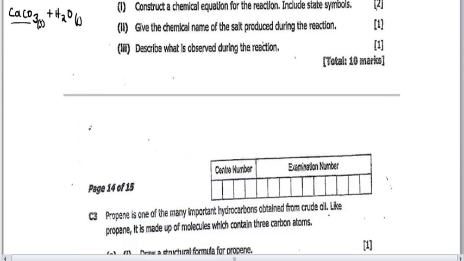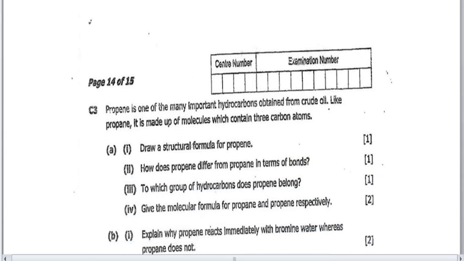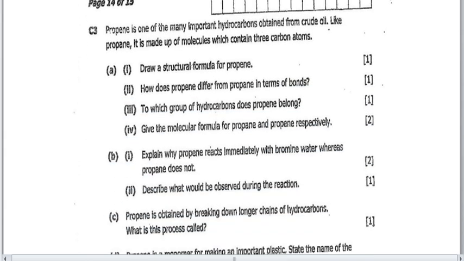Alright, we go now to the last question, which is question C3. Propene is one of the many important hydrocarbons obtained from crude oil. Like propane, it is made up of molecules which contain 3 carbon atoms. Draw a structural formula for propene.